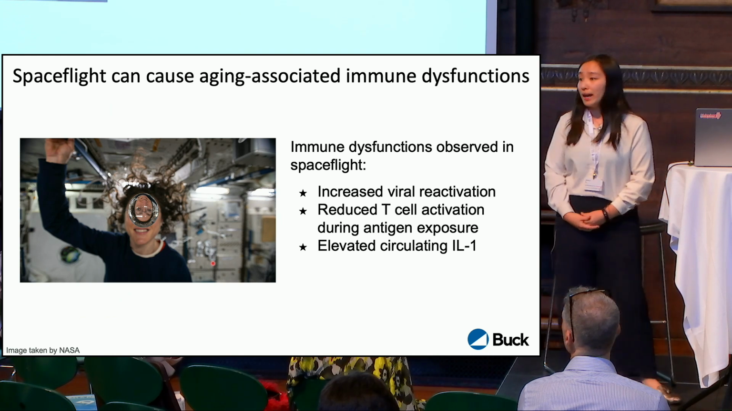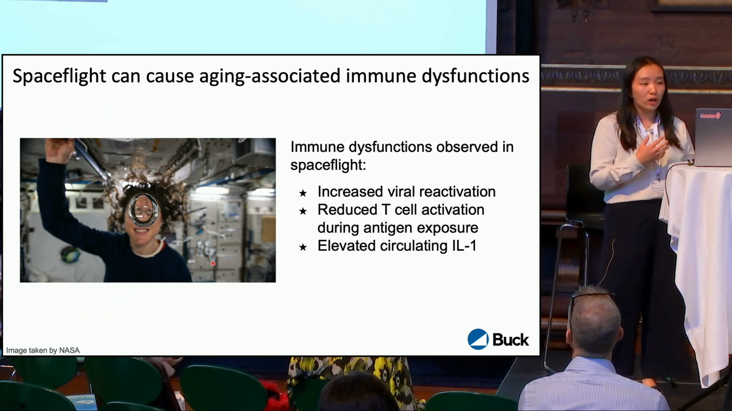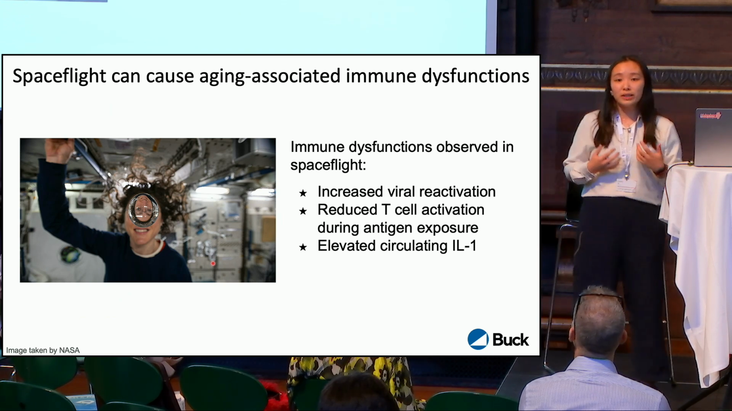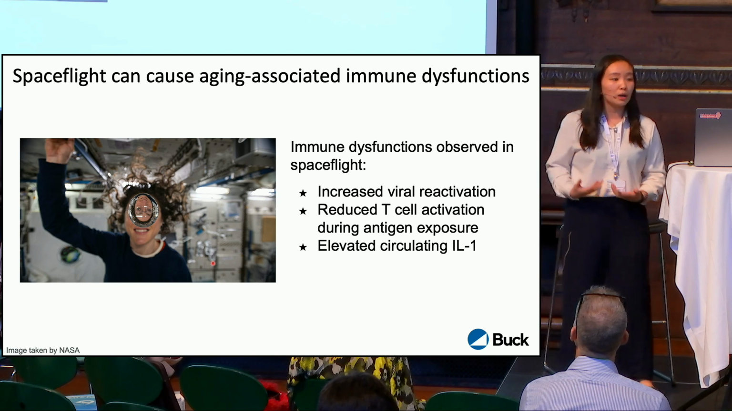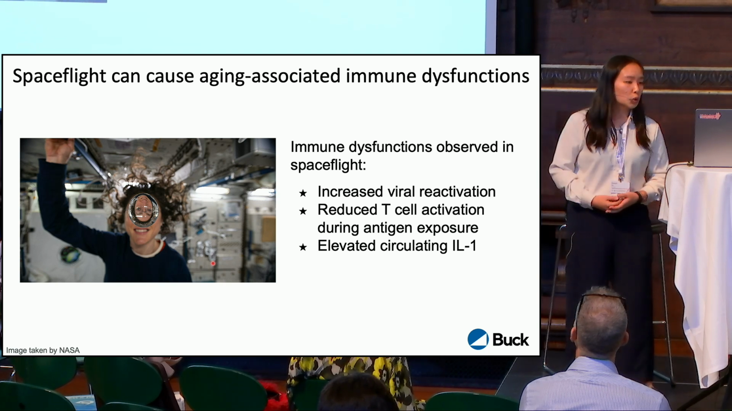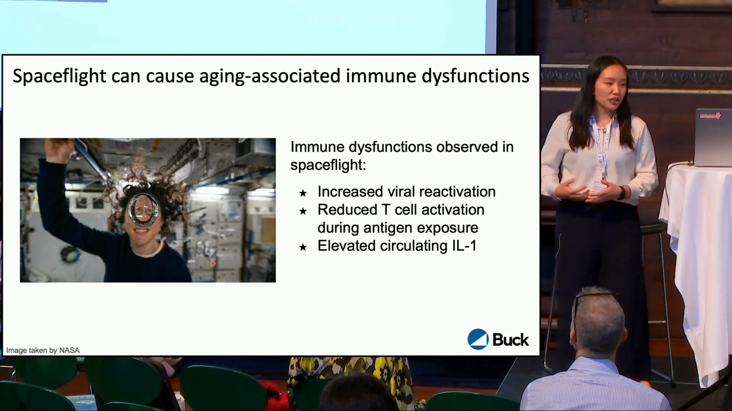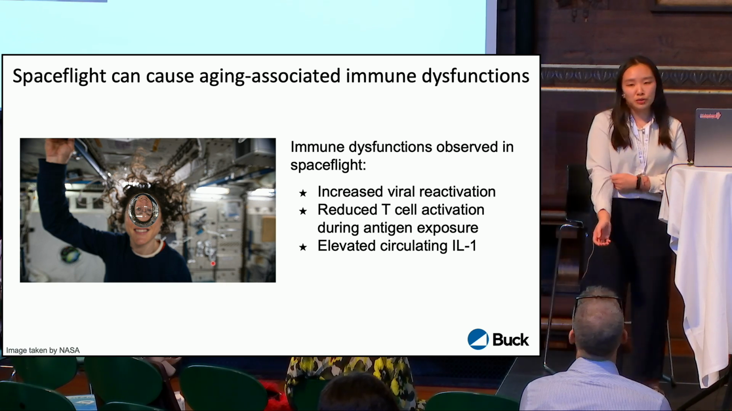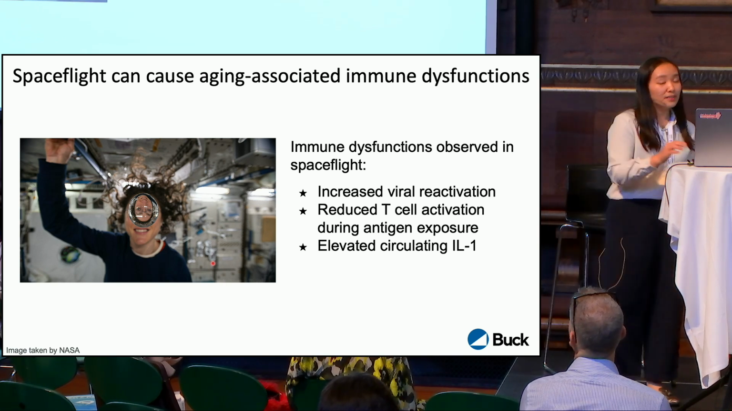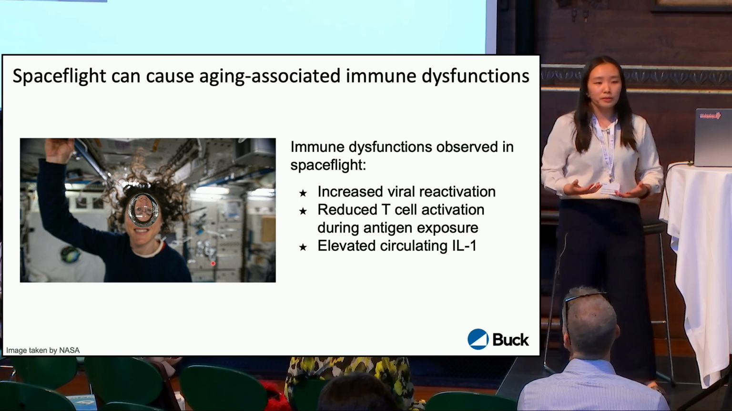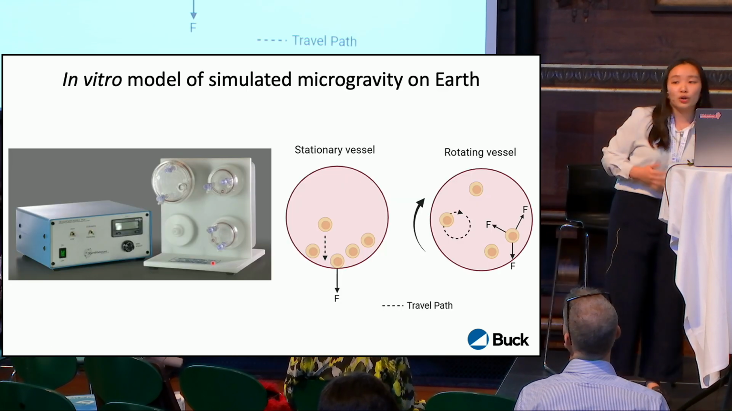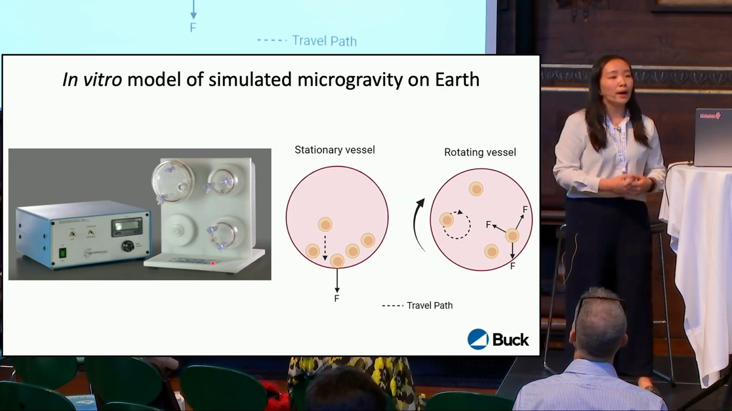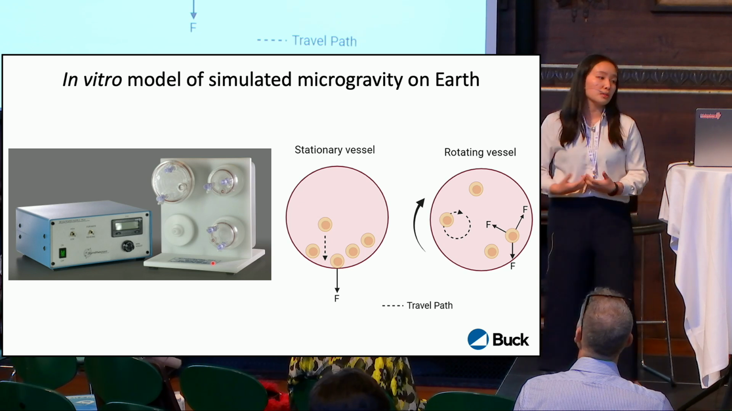And interestingly, astronauts, these people who travel to space, even though they're really fit, come back with a lot of immune problems. And these features included increased viral reactivation, reduced T cell activation, and elevated pro-inflammatory cytokines. And that sounds awfully similar to an inflammation phenotype, right? So that's why we wanted to study what microgravity may be doing to immune cells.